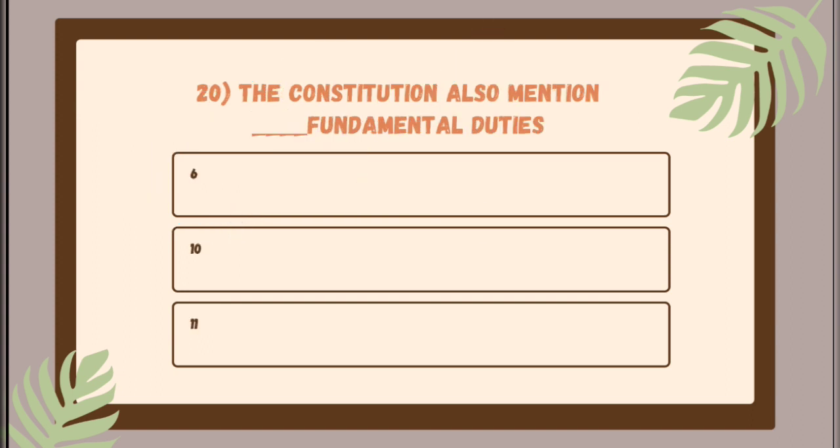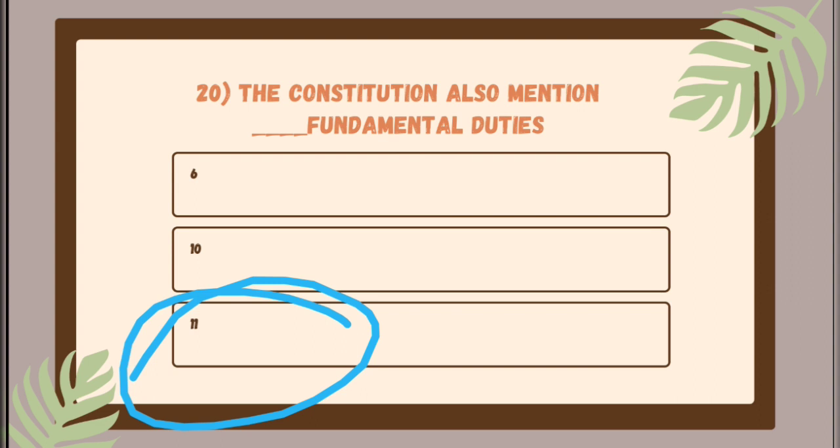Question number 20 asks: the Constitution also mentions dash fundamental duties. The options are 6 fundamental duties, 10 fundamental duties, and 11 fundamental duties. And the correct answer for question number 20 is that presently there are 11 fundamental duties in the Constitution of India.